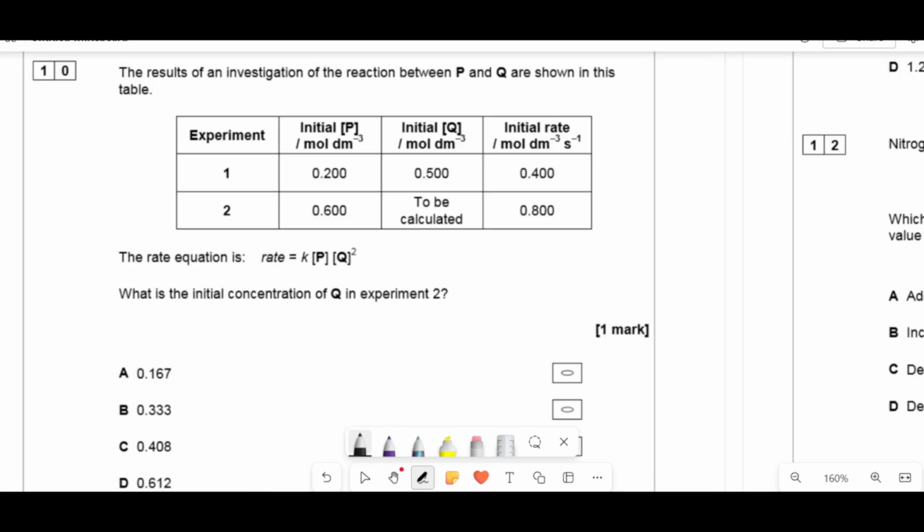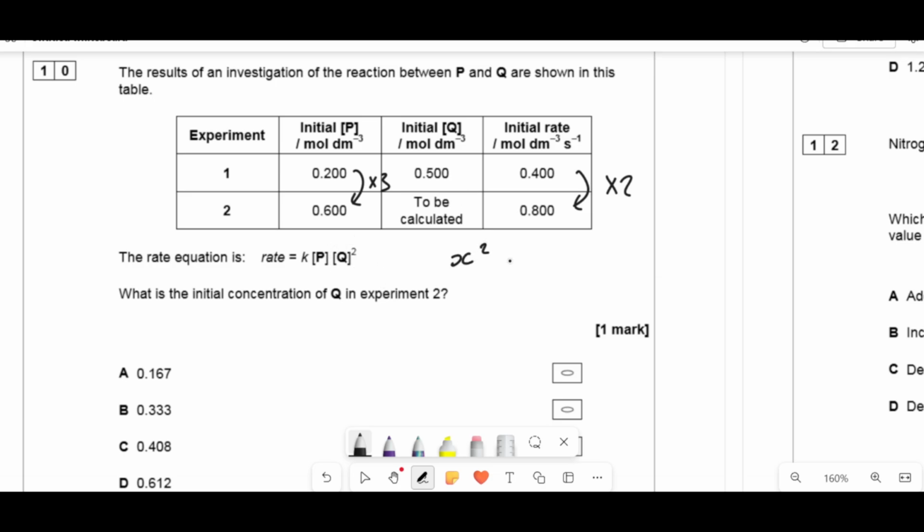So here, the results of an investigation of P and Q are shown in this table. The rate equation is rate equals P times Q squared. So if we have a look at P, what they've done is they've times it by 3, and what's happened to the rate is times by 2. So that means if we do some change here, that would obviously do the change squared to this thing, because it's second order.